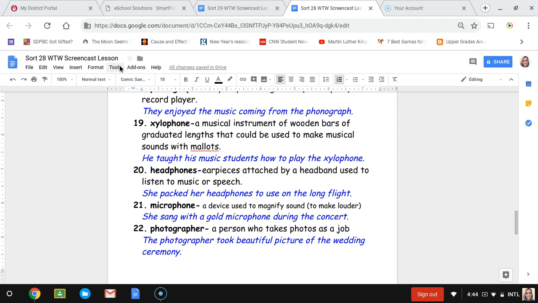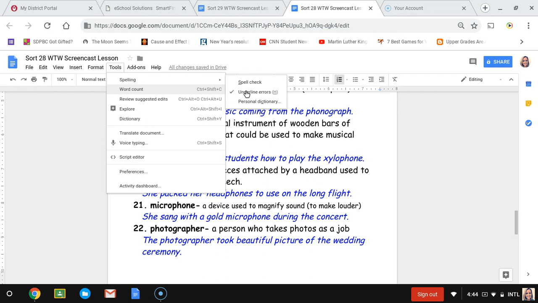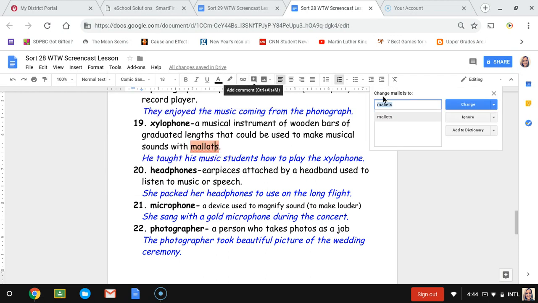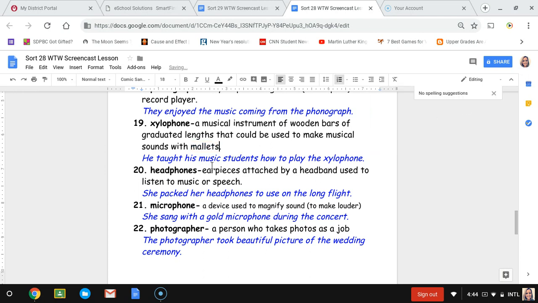Let me change that. All right, number 20, headphones. Headphones are earpieces attached by a headband used to listen to music or speech. So the sentence that I have for that is, she packed her headphones to use on the long flight. So she wanted to listen to music, most likely on her headphones while she was on the flight.